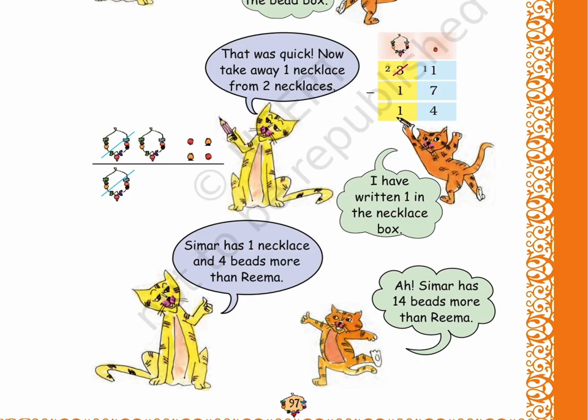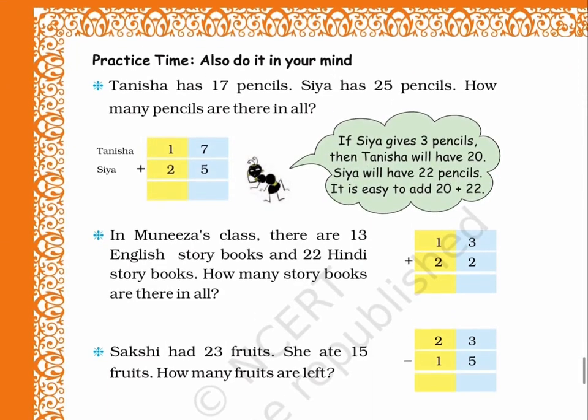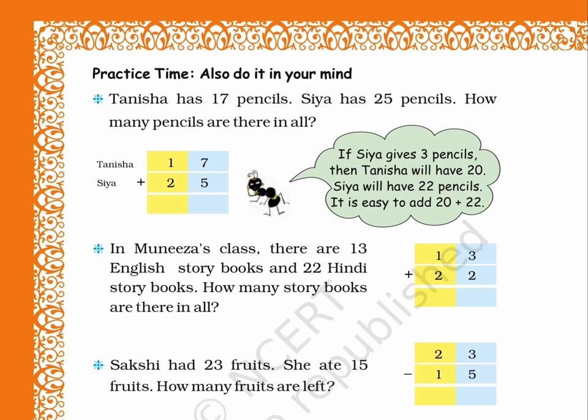Page 98. Practice time. Also do it in your mind. This page has 5 questions. Each question has a table of 2 columns and 3 rows. Column 1, yellow in color, is for tens, and column 2, blue in color, is for ones. Let's begin reading this page from question 1.